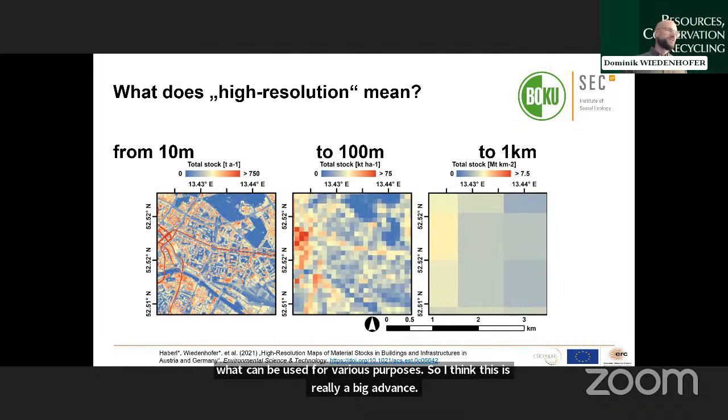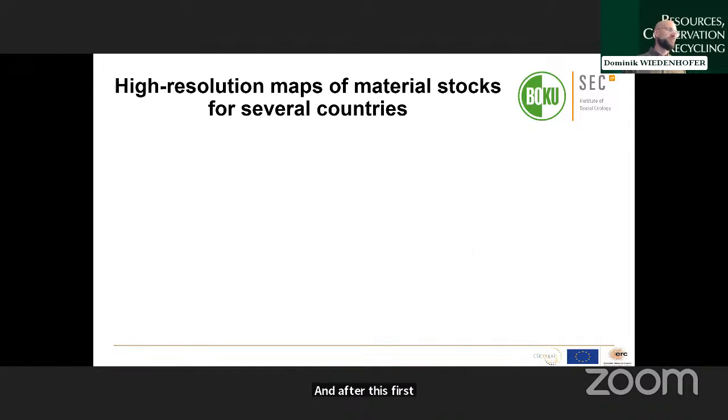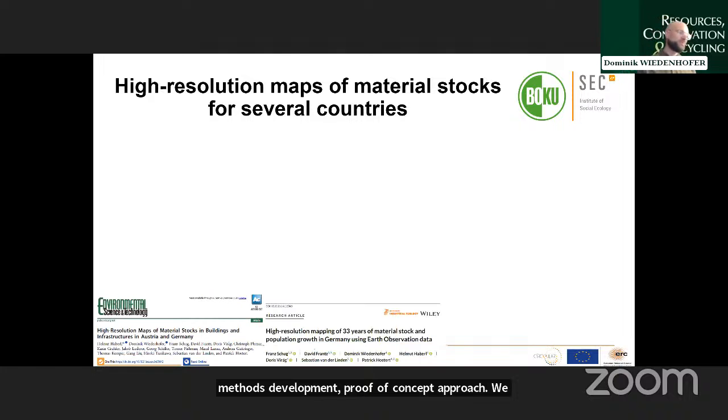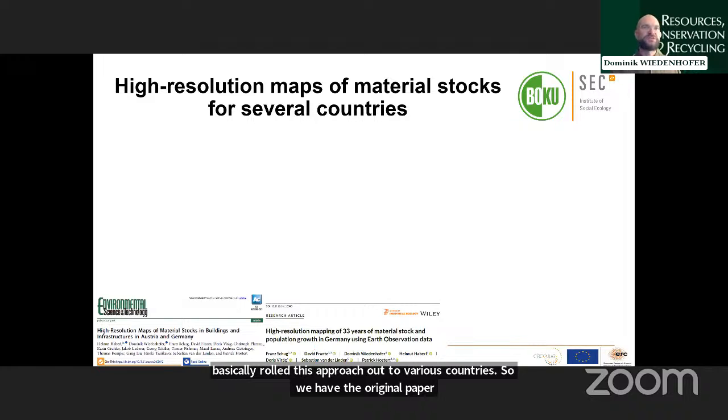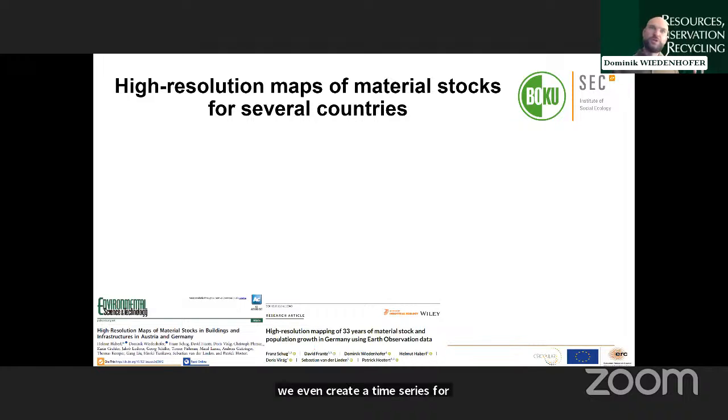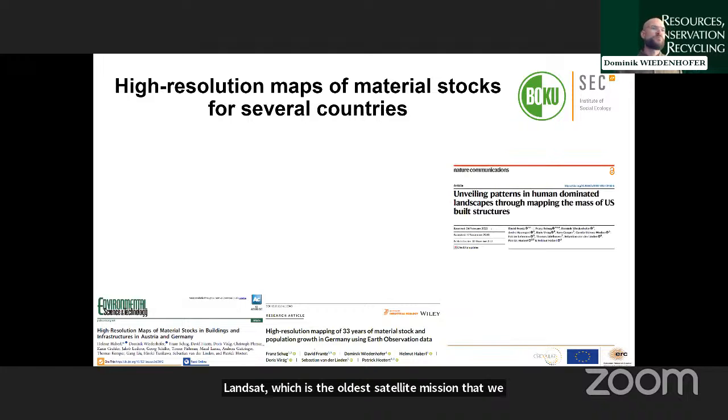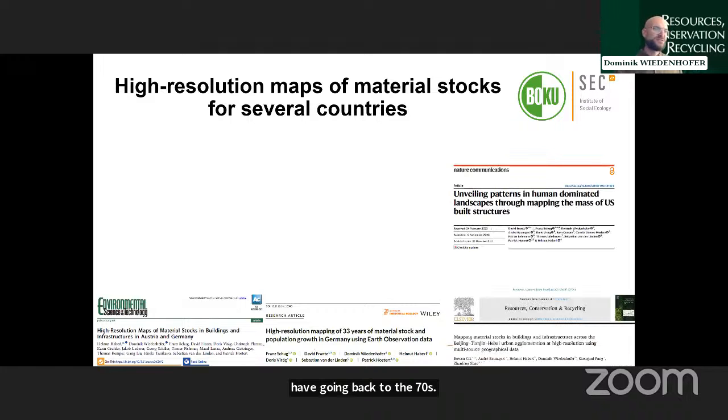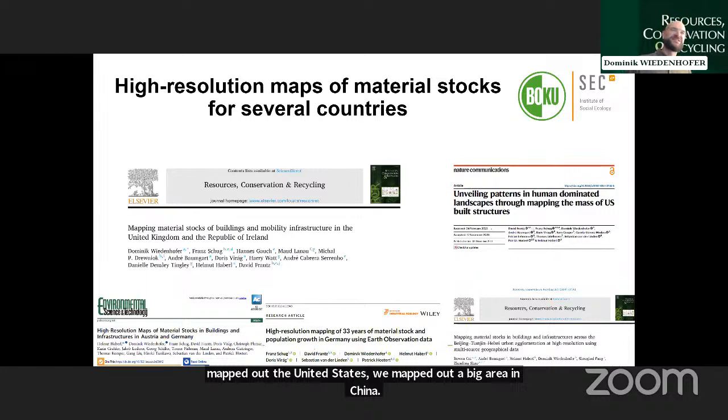And after this first methods development proof of concept, we basically rolled this approach out to various countries. So we have the original paper. We even created time series for Germany using also Landsat, which is the oldest satellite mission that we have, going back to the 70s. We mapped out the United States. We mapped out a big area in China. And the paper that I was invited for gets the biggest space, which is the UK and Ireland.